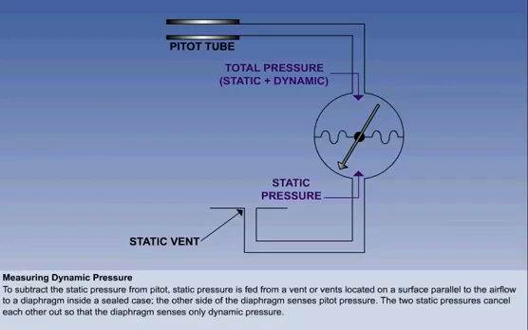A way of subtracting the static pressure from the total has to be found, and this is achieved by way of one or more vents located on a surface parallel to the airflow, usually on the fuselage, which will sense static pressure. If you look at the diagram on the screen, you will see that pressure from the pitot tube is fed to one side of a diaphragm inside a sealed case, and static pressure to the other. The two static pressures, essentially the same pressure, cancel each other out, and the diaphragm will sense only dynamic pressure.